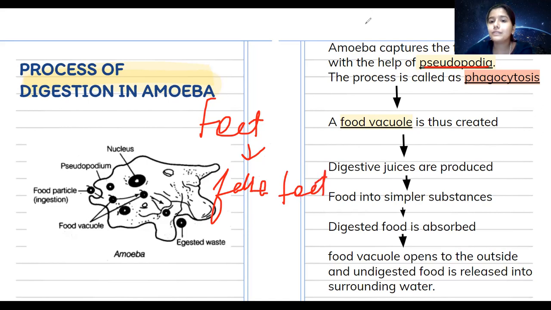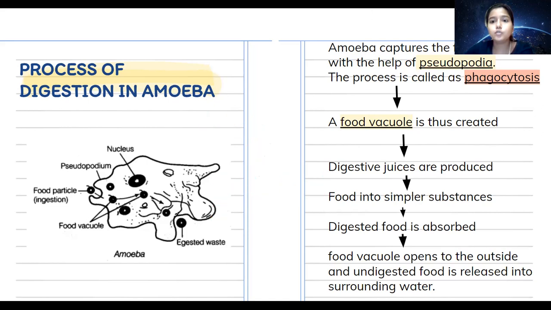Okay. So with the help of false feet, the food particle is taken inside the body. We call the process phagocytosis. Then a food vacuole is created. Digestive juices are produced by the body and food is broken down into simpler substances. Then the digested food is absorbed in the body and the food vacuole opens to the outside and the undigested food is released into the surrounding water, right?